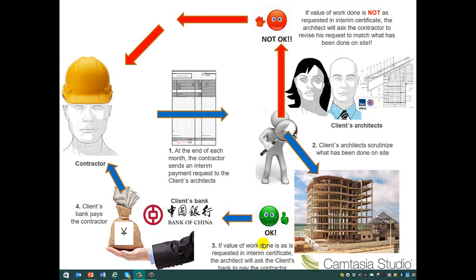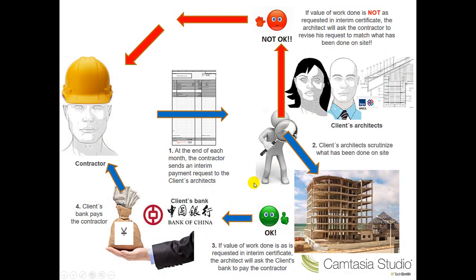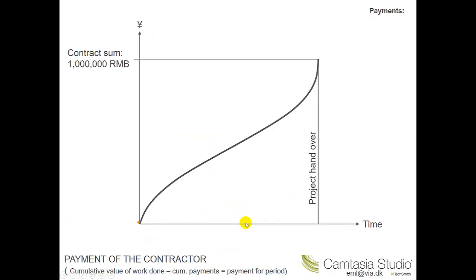We looked at the actors involved in the payment of the contractor in the last video. Now let's look at an example of a payment, just in theory. Here we have the S-curve of an arbitrary project, and you can see the contract value is 1 million RMB, or it could be dollars or krona. And the handover date is represented here on the x-axis.